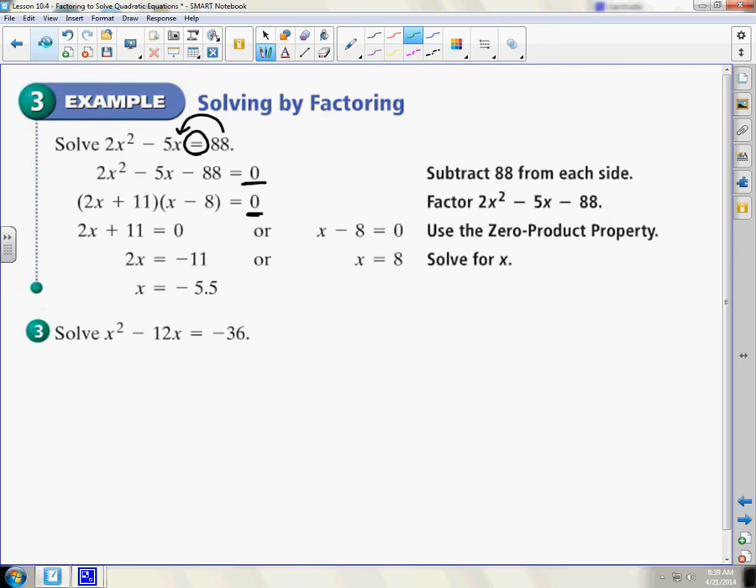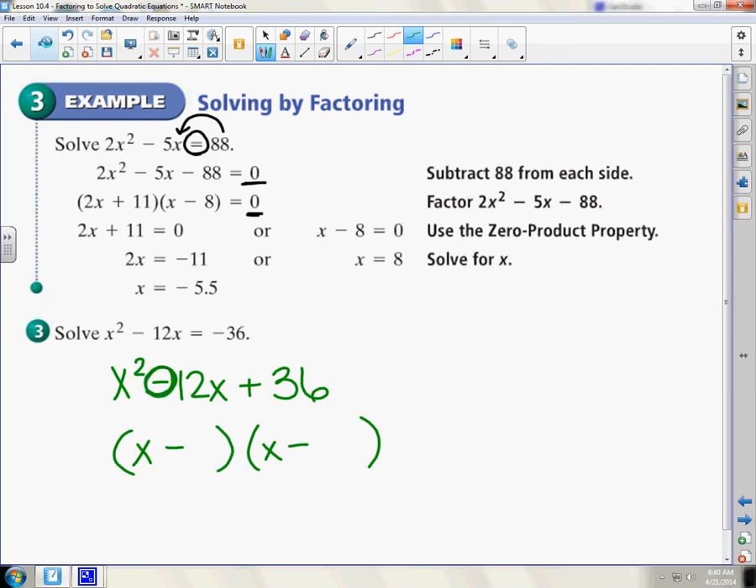Okay, so I'm going to add 36 to both sides, and then I have to factor this. If I want this right here to be positive, I know that both of these have to be negative, because two negatives make a positive. So now I just have to get my factors of 36, which my guess would be 6 times 6, because it would get me to 12. And 6 times 6 is 36.